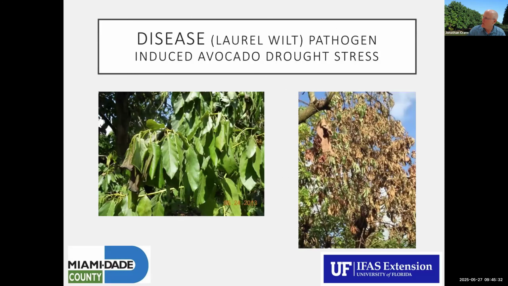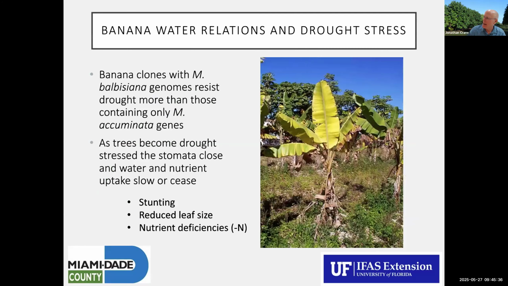You saw this before, drought stress in the avocados. Here it is in the bananas, and again, this is because of drought stress. I happened to be in this grove looking at this, and their irrigation system was broken. This was what was going on. Those bananas were stunted, with reduced leaf size, and you see their nitrogen deficiency and probably some iron deficiency as well.